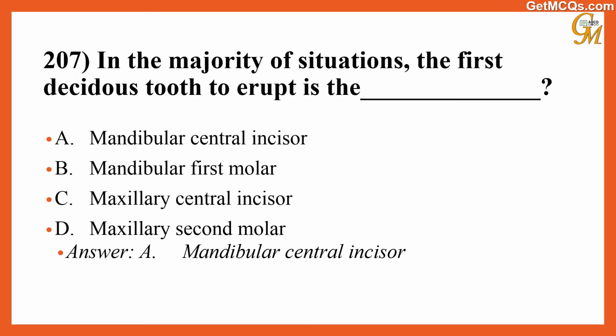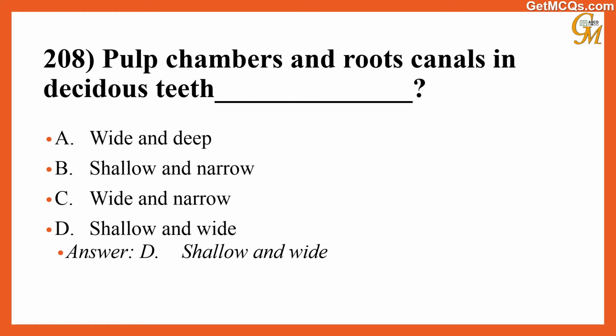207. In the majority of situations, the first deciduous tooth to erupt is the? Answer: A. Mandibular central incisor. 208. Pulp chambers and root canals in deciduous teeth? Answer: D. Shallow and wide.